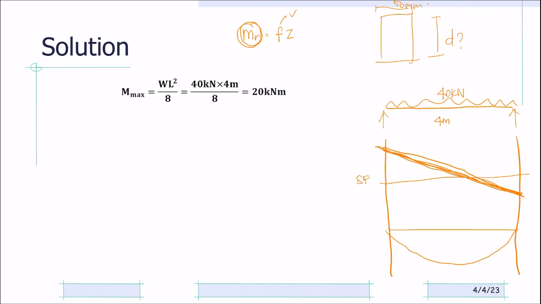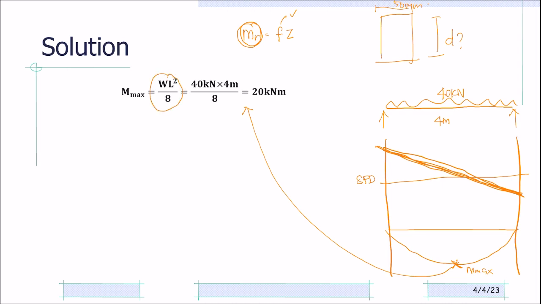Kalau you draw, you will get something like this lah. And this is going to be your maximum bending moment, which is inilah dia. You tak perlu nak draw lah the SFT and BMD. You can just use this formula. Okay. Just masuk saja, okay.